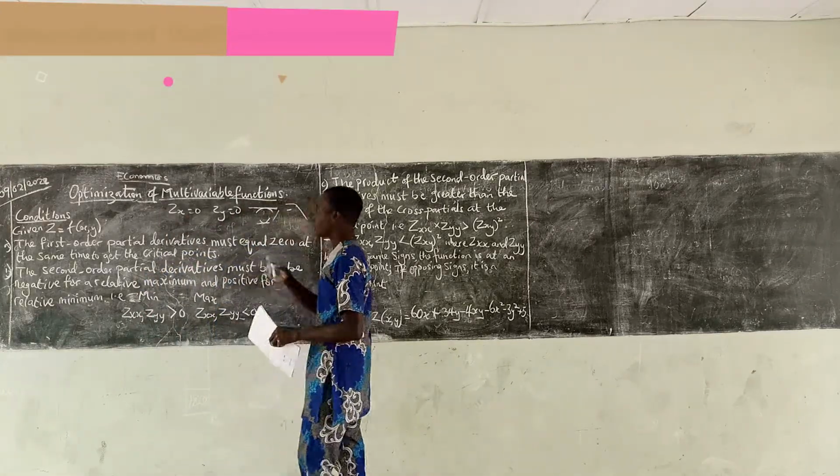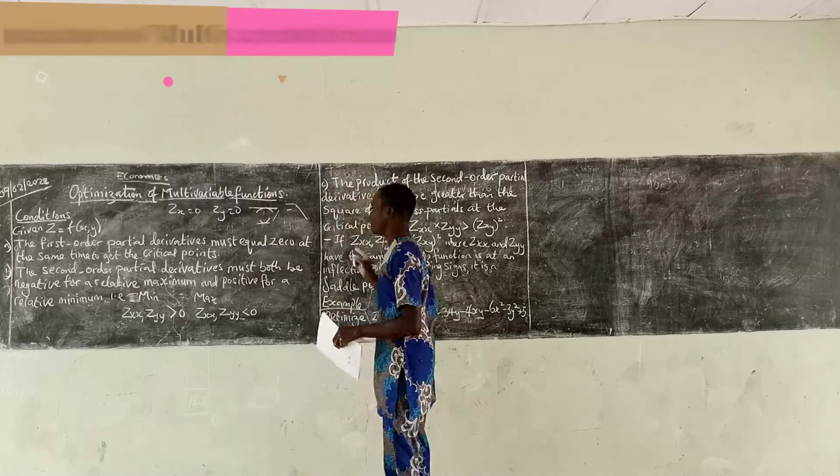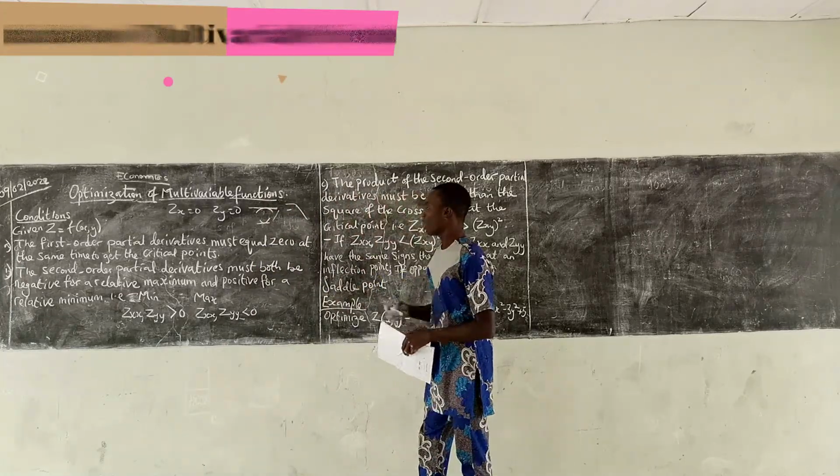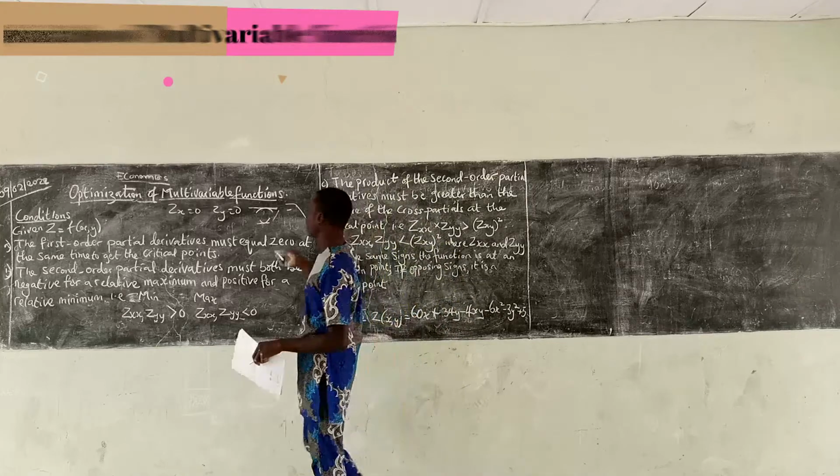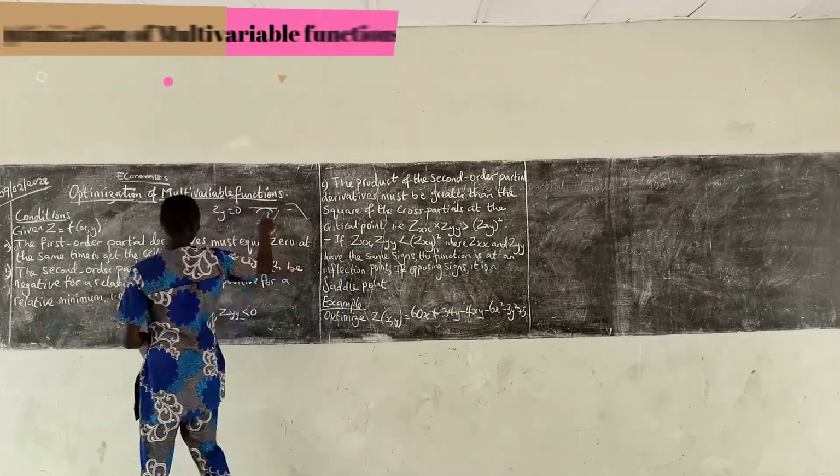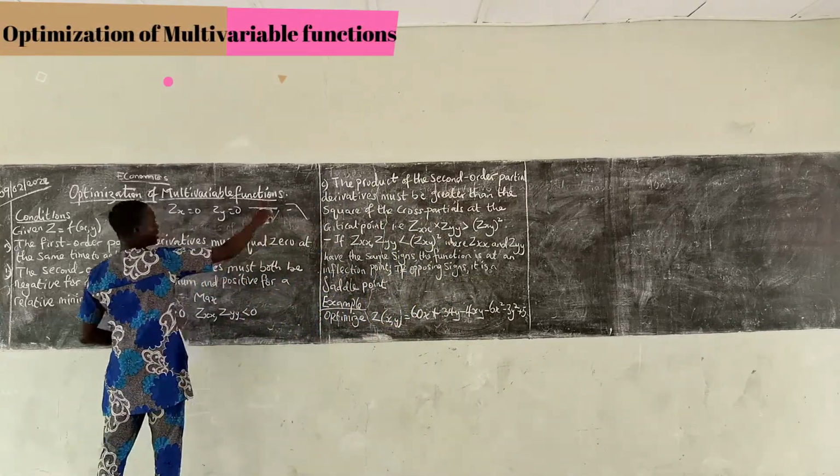Okay, now number 2, the second order partial derivatives must both be negative for a relative maximum and positive for a relative minimum. So that's what I've just said there. For a relative maximum, when you differentiate the second time, it must be negative.